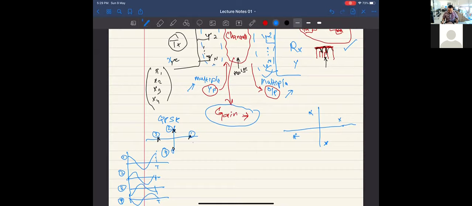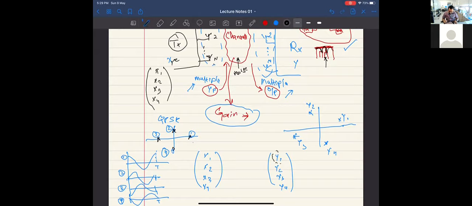When you receive the signal, let's call these Y1, Y2, Y3, and Y4. So you transmitted something like X1, X2, X3, X4, and then you received something like Y1, Y2, Y3, and Y4. So how do I estimate the Y1?